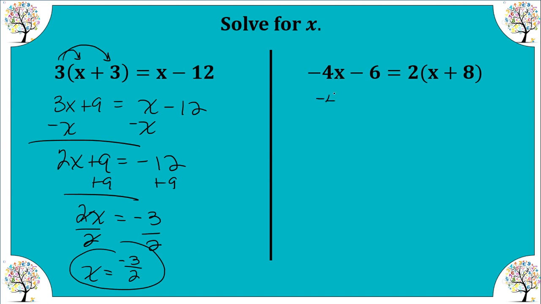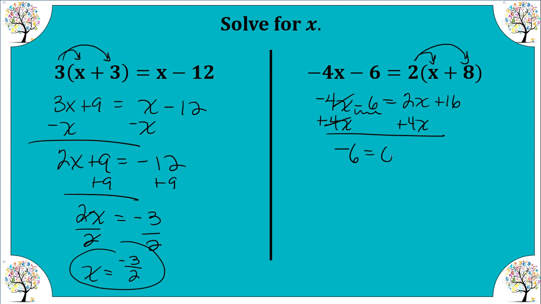In this problem, we need to first distribute the 2. So we're going to multiply 2 times x and 2 times 8. We have variables on the left and the right. So negative 4x is smaller than positive 2x, so we need to make negative 4x become 0. So we're going to add the opposite. And if we add on the left, we have to add on the right. Notice that this 6 is a negative 6.